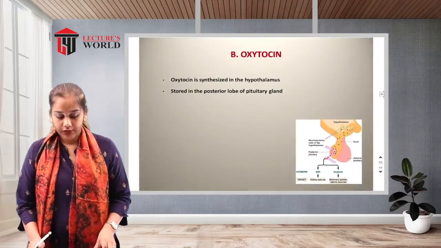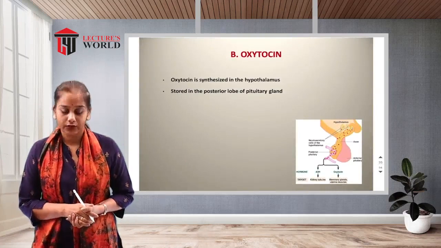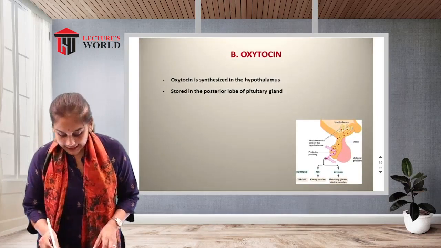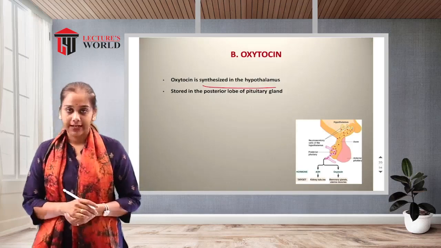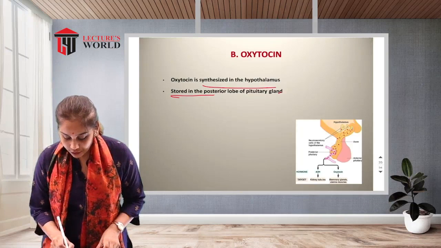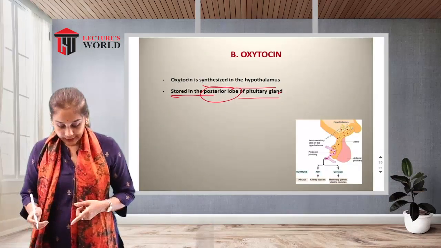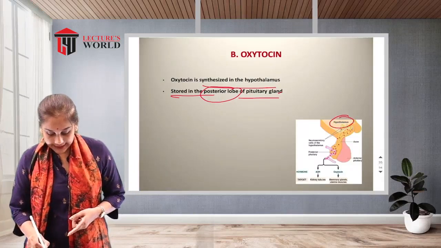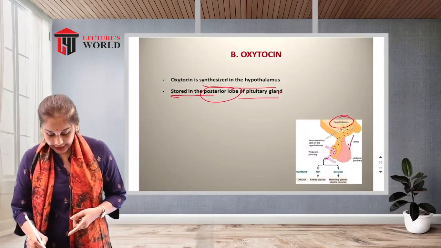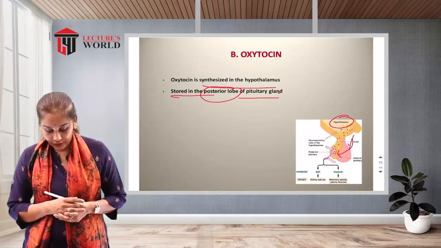Now the second hormone related to the posterior pituitary gland is oxytocin. Oxytocin is synthesized in the hypothalamus and stored in the posterior lobe of the pituitary gland. Synthesized in the hypothalamus, then it comes to the posterior part of the pituitary gland.